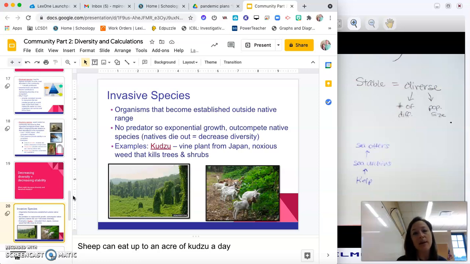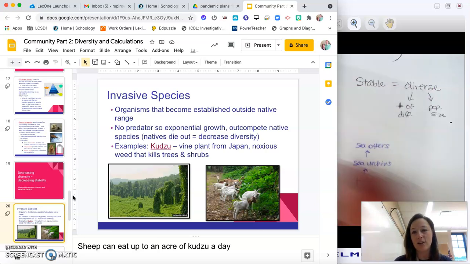But what's negative about them is because they don't have a predator and because they go through exponential growth and because they kind of take over the ecosystem, a lot of times they will outcompete the native species, and then the native species dies out, and so therefore you have less diversity, and that makes the ecosystem less stable. And so that's the detrimental effect of an invasive species. And that is diversity and Simpson's diversity index calculations.